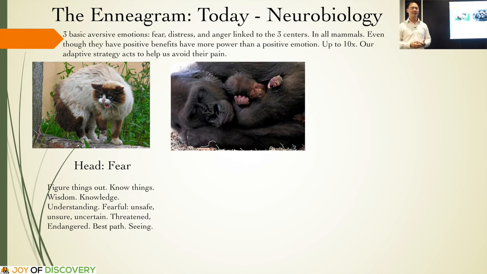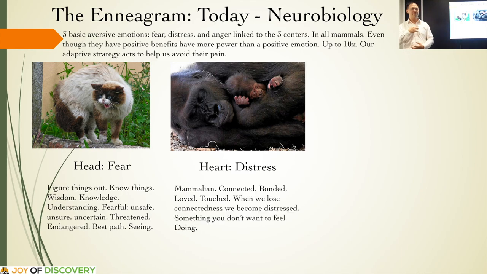The next center is the heart center. All mammals have this. You have a gorilla, close, feeling the love of his baby. The baby feels secure in the arms of the gorilla. The mammalian brain is linked to being connected and being bonded, loved, touched. And when we lose connectedness, we become distressed.